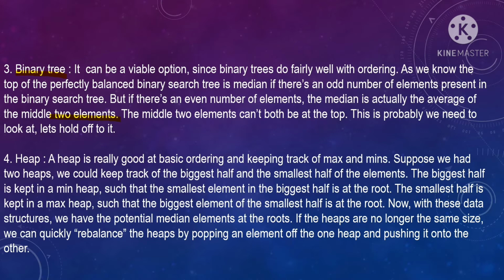Heap. A heap is really good at basic ordering and keeping track of maxes and mins. Suppose we have two heaps. We could keep track of the biggest half and the smallest half of the elements. The biggest half is kept in a min heap, such that the smallest element in the biggest half is at the root. The smallest half is kept in a max heap, such that the biggest element of the smallest half is at the root. Now, with this data structure, we have the potential median elements at the roots. If the heaps are no longer the same size, we can quickly rebalance them by popping an element off one heap and pushing it onto the other.